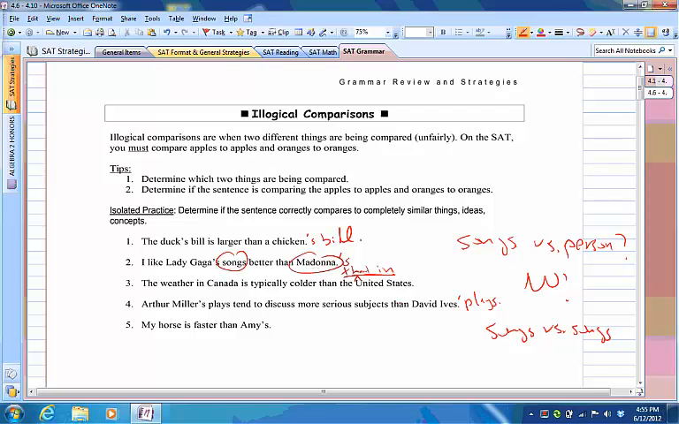In that case, that'd be alright, because if you really wanted to compare a horse to Amy, then of course we'd have a problem, but I'm pretty sure you want to compare horse to horse, so 5 is okay. So that's correct.